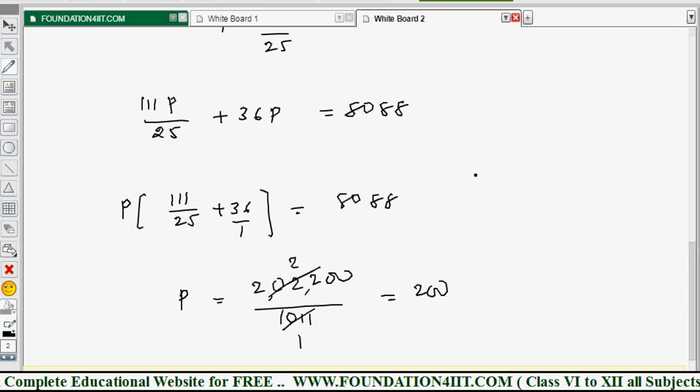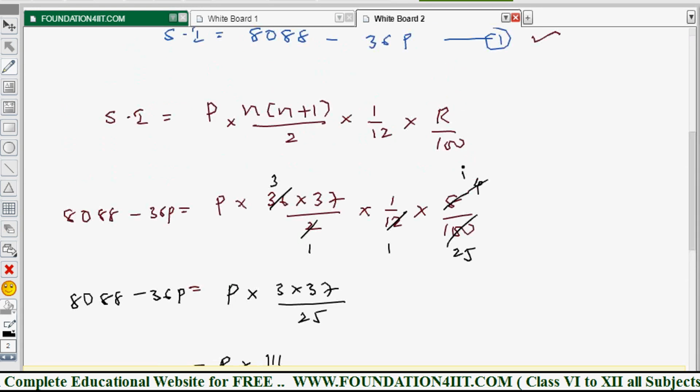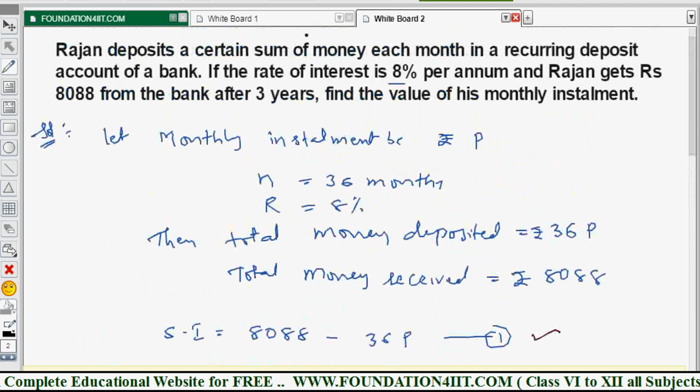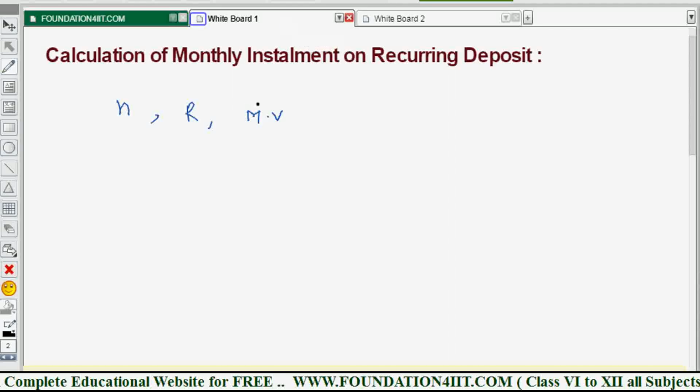So based on this, we can find out like this. Whenever the values are given, you should find out the simple interest first. Then applying that formula, you'll get these values. So this is how to find the monthly installment, and I'll show one problem on how to calculate the time period, that is, how to find the n value. Let us see one sum now.